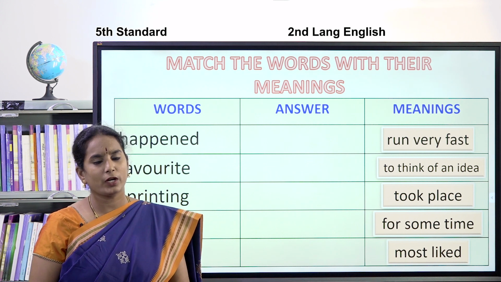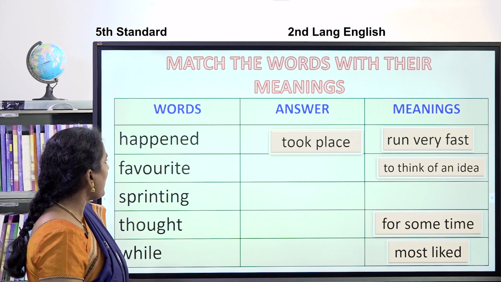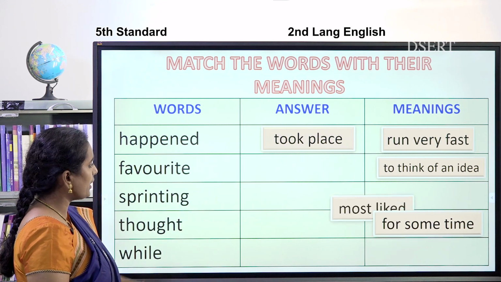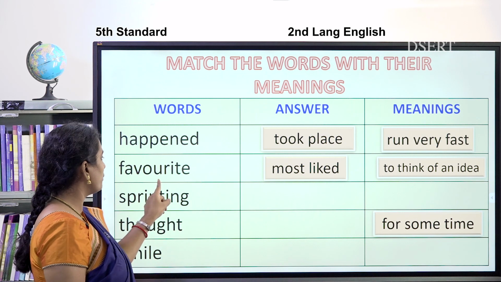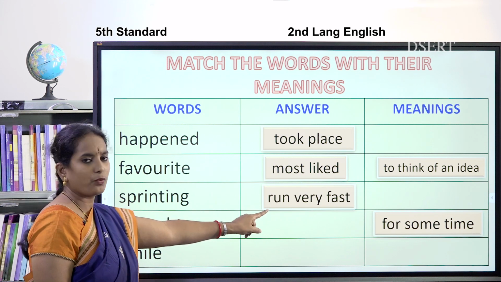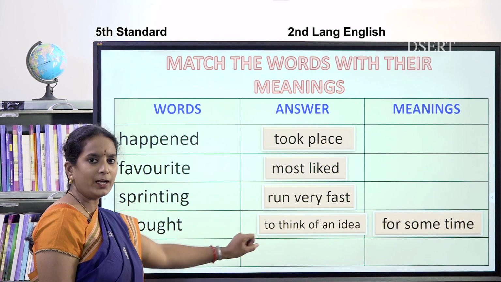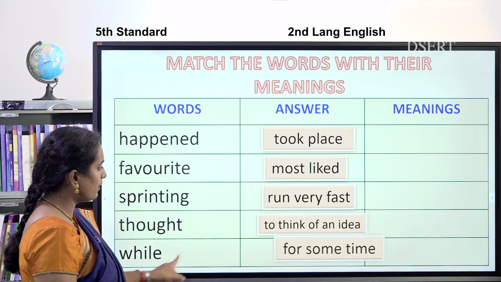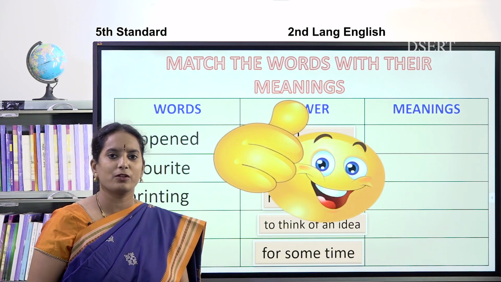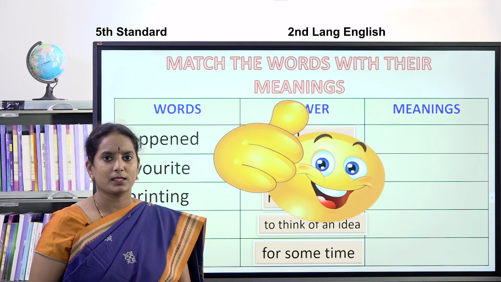Children, are you all ready with your answers? Shall we check your answers? Yes. Happened. The meaning for happened is took place. Favorite. Most liked. Sprinting. Run very fast. Thought. To think of an idea. While. For some time. Those who got the answers right, very good, well done. Others, you can practice the words and their meanings.